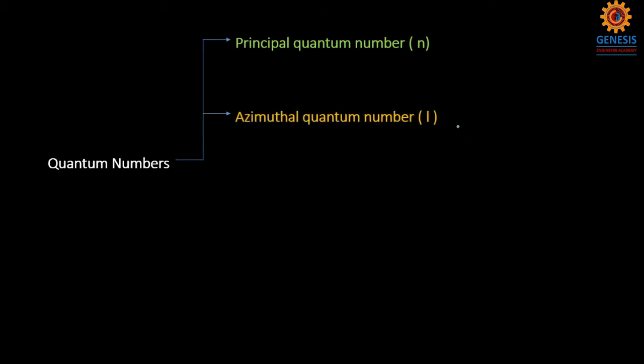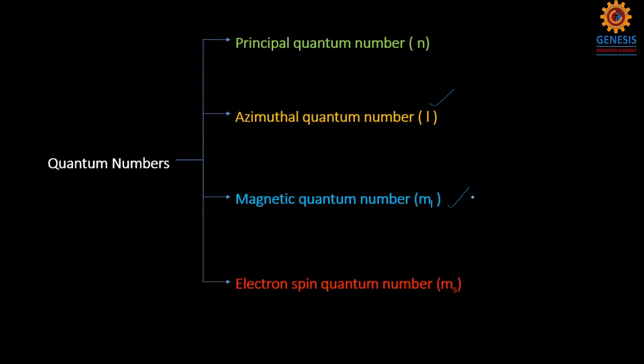So in the previous video we have discussed quantum numbers, that is the principal quantum number represented by n. Next, the azimuthal quantum number designated by l, and the next one is the magnetic quantum number ml, and the next one is the electron spin quantum number ms.